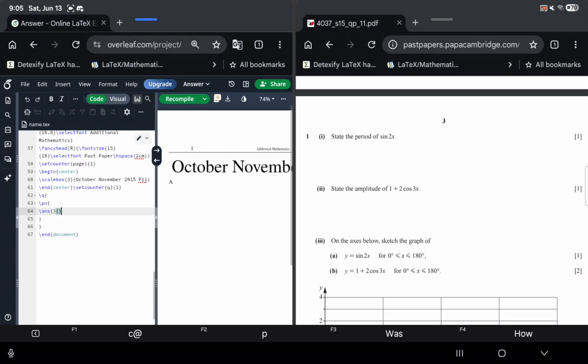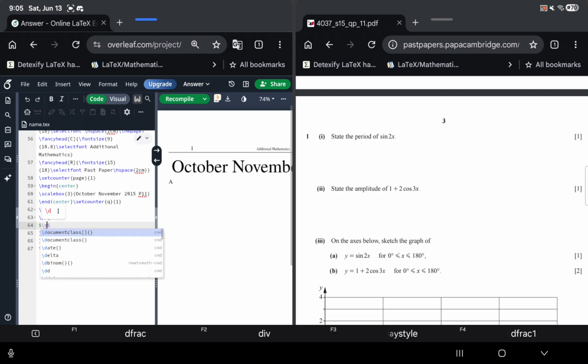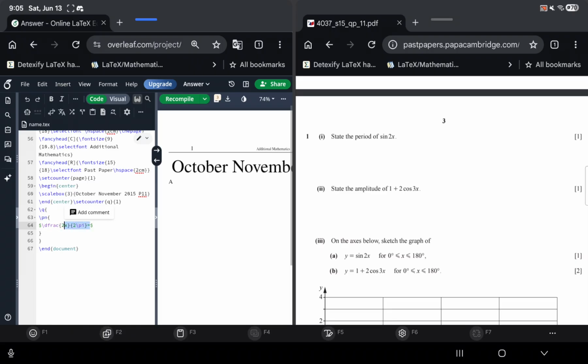I do not have answer. Okay. I'll just answer it by like so. So 2x, 2 pi over 2 is equal to pi, so the period is pi. Next we have, steady, amplitude of 1 plus 2 cosine of 3x.